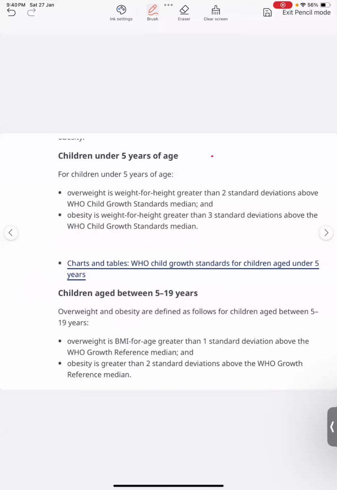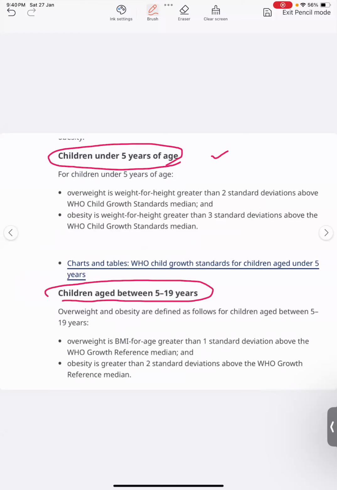Okay. This is the WHO definition for obesity, for the child who is less than 5 years, and for the children who are between 5 and 19 years. Okay, so what is that? What is the definition of obesity and what is the definition of overweight? What they have given in your guidelines is not according to your WHO criteria, but they have asked, and you must know the WHO definition for obesity. Okay, let us see. What is that definition under 5 years? Obesity is weight for height. We measure weight by height greater than 3 standard deviation above the WHO child growth standard medians.